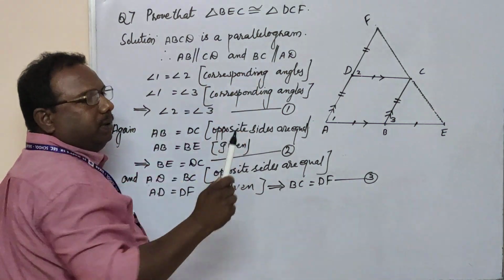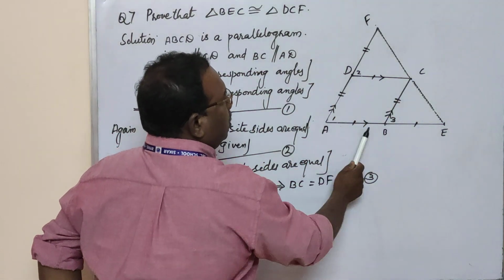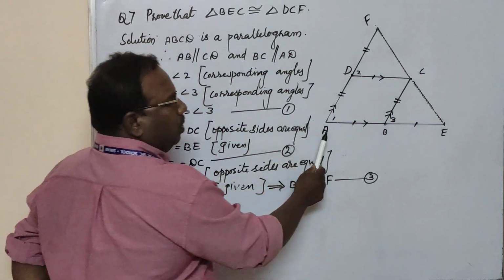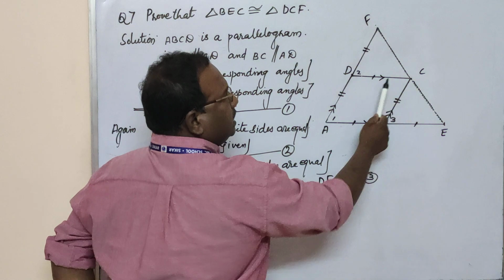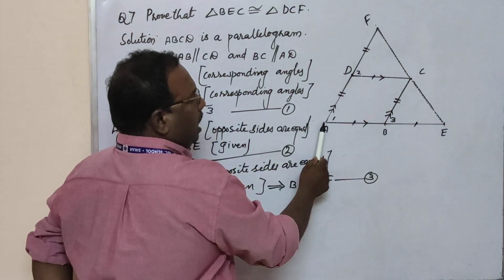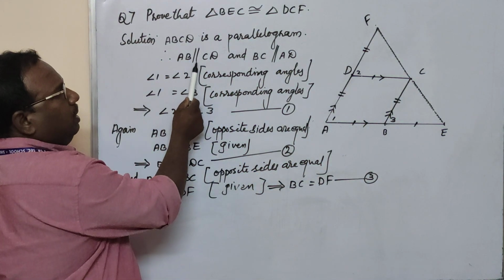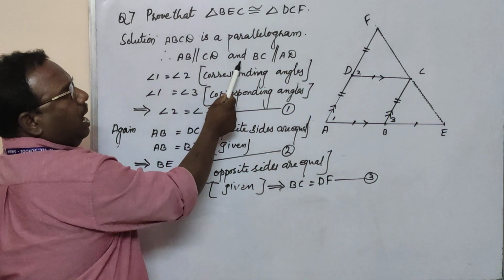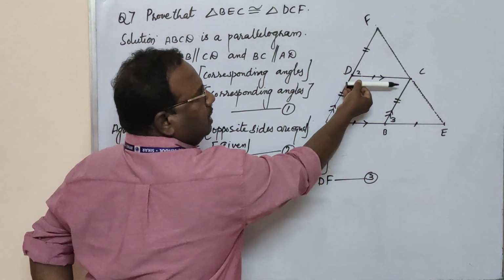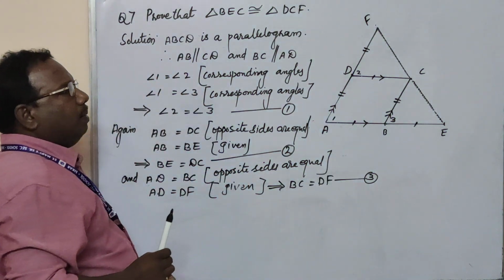ABCD is a parallelogram. It is given in the question. Therefore, opposite sides are parallel. You know, AB is equal to DC. AB is parallel to DC and AD is parallel to BC. Look at the board. AB is parallel to CD and BC is parallel to AD.